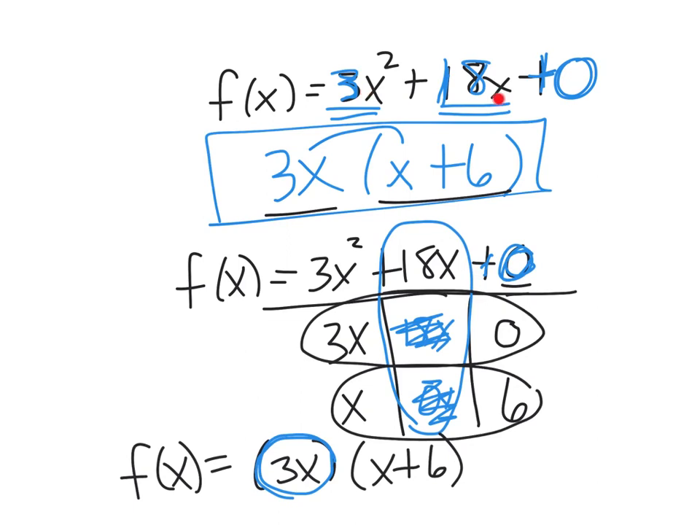Here they both have an x in common, so I take out the x first. And here they're both divisible by 3. So I put a 3 out there first. 3x times x gives you 3x squared, and 3x times 6 gives you 18x, leaving you with these factors.